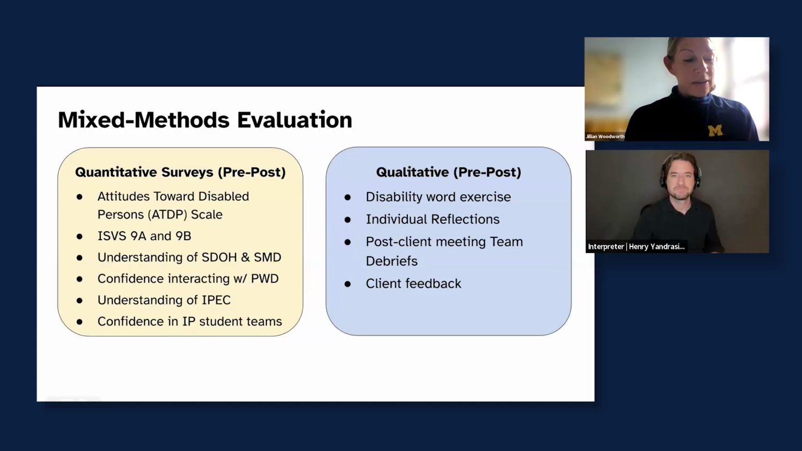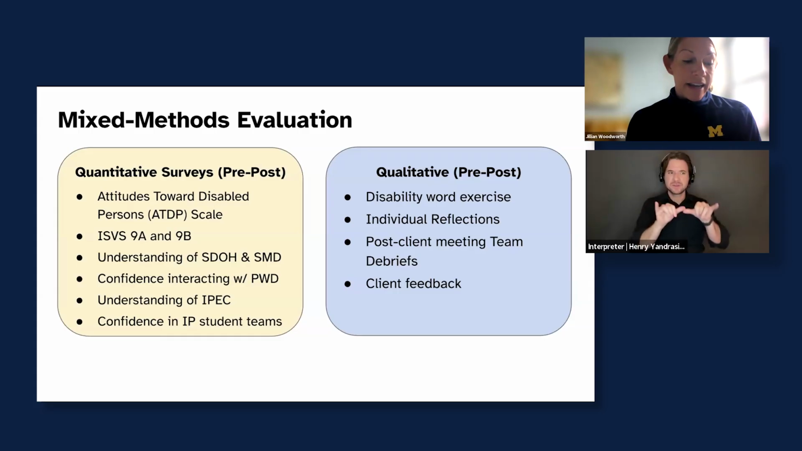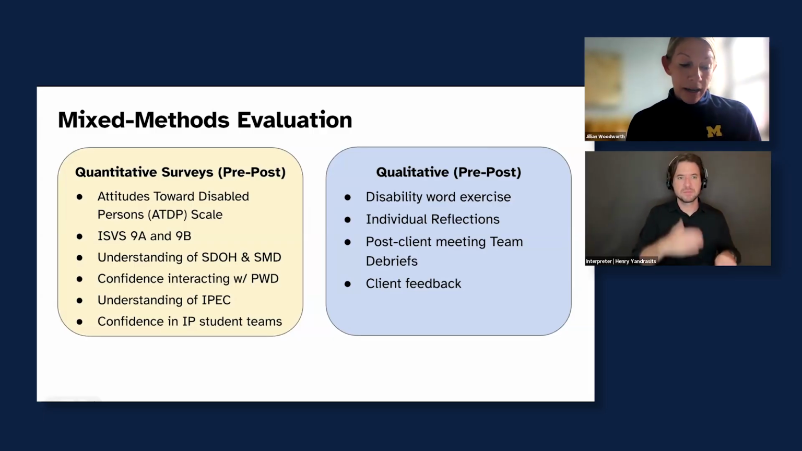Yeah, thanks, Steve. In our evaluation, we used a mixed methods approach, combining both quantitative and qualitative data. Quantitatively, students completed pre and post surveys that included the attitudes toward disabled persons scale, the interprofessional socialization and valuing scale, and measures assessing understanding of social determinants of health, as well as the social model of disability, confidence interacting with people with disabilities, knowledge of our IPEC competencies, and confidence working on interprofessional teams.